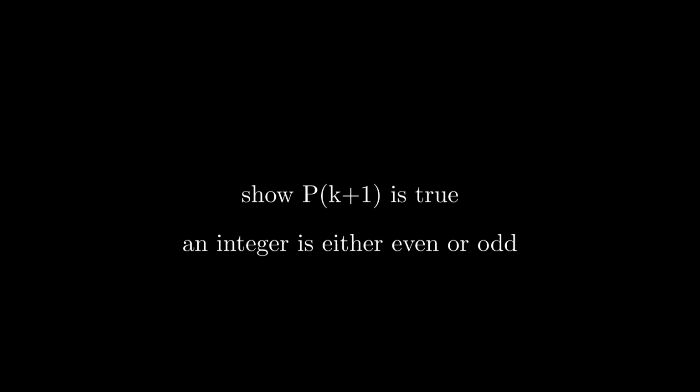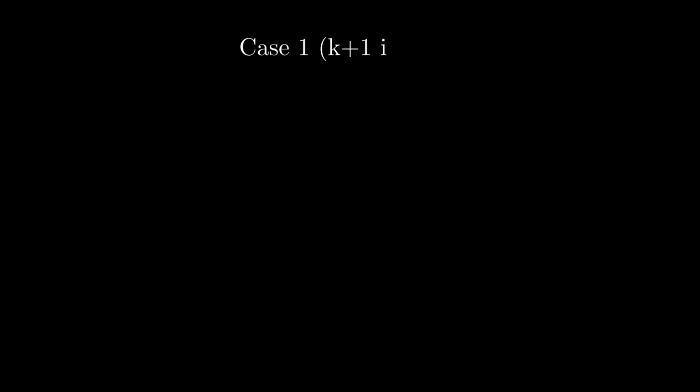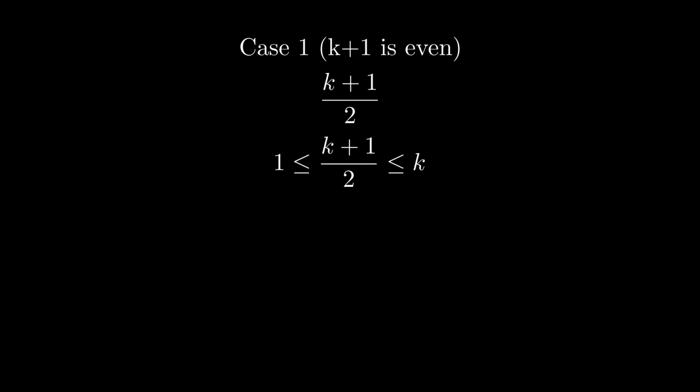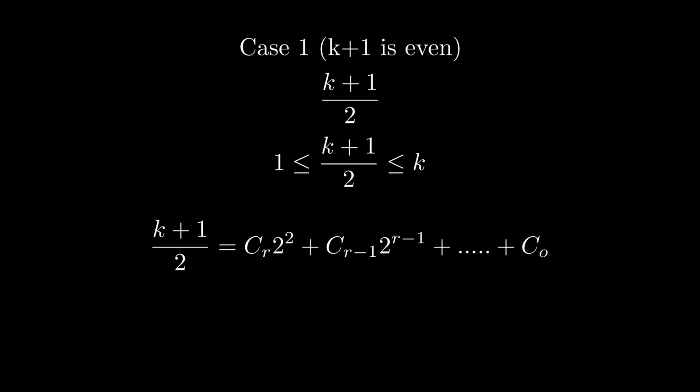Integers could either be even or odd, and so we need to split this part into 2 cases. The first case is k plus 1 is even. We start with the integer k plus 1 divided by 2. This integer could be represented by assumption, since it's less than k and bigger or equal to 1. We represent it and multiply both sides by 2, and we get the representation as a sum of powers of 2, if k plus 1 is even.